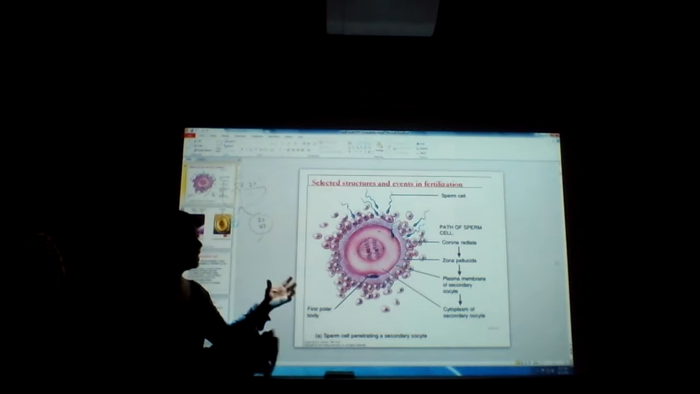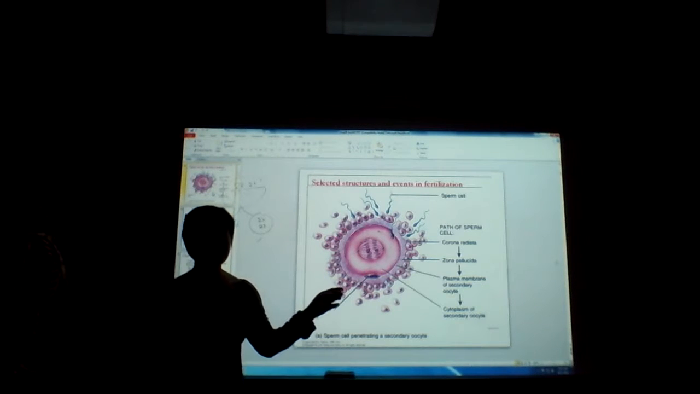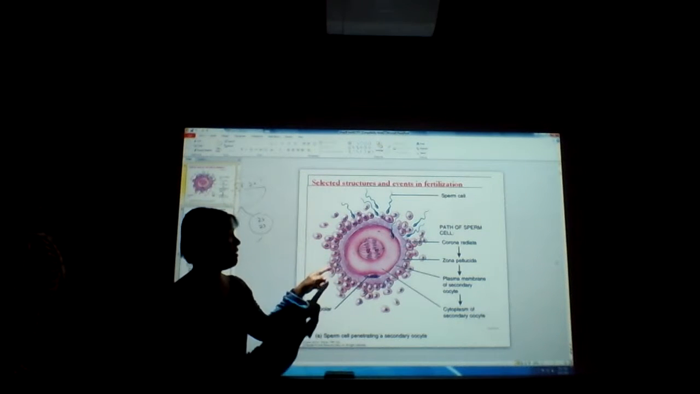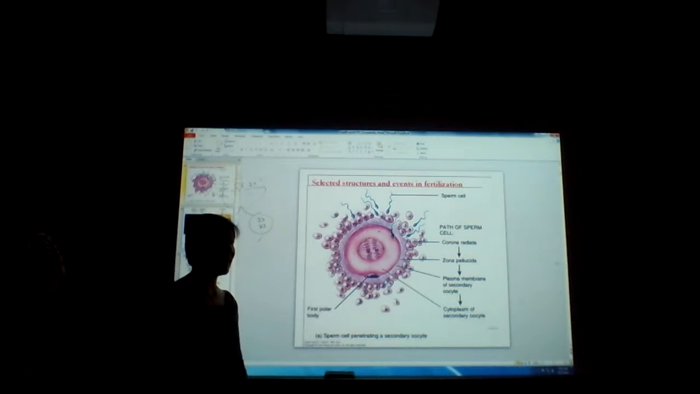Look at this, we're not only ovulating an egg, we're ovulating an egg covered by a layer of follicle cells. Look at that. It's just like the egg that we buy in the store. That egg has a hard shell to protect it, right? That's the same thing here.